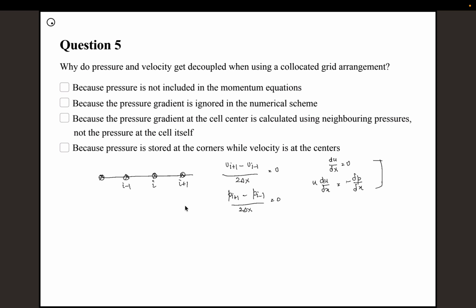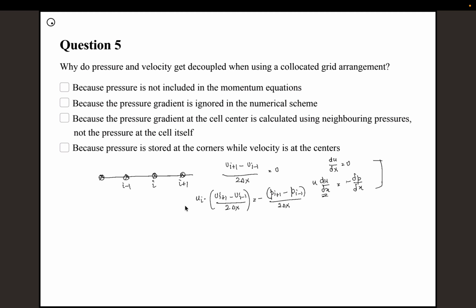When we try to solve this, we said that du/dx equal to 0 will give me this equation, and the momentum equation will become u_i times (u_{i+1} minus u_{i-1}) by 2 delta x is minus (p_{i+1} minus p_{i-1}) by 2 delta x. So these are the two equations that I need to solve. We'll have u_{i+1} equals u_{i-1}, so this will be equal to 0, and p_{i+1}.